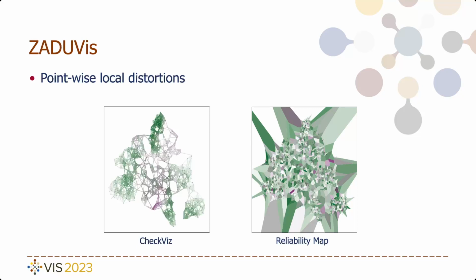And two visualization methods for local distortion, Checkviz and Reliability Map, are also included as a use case for ZADU, named ZADU VIS.